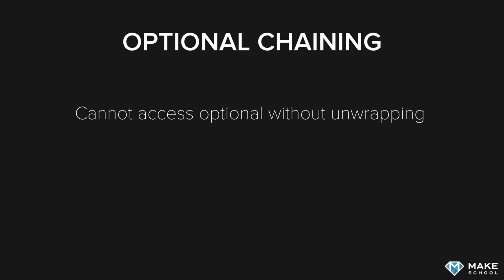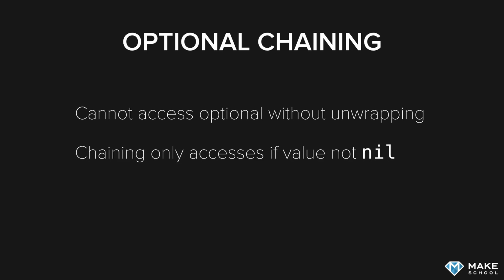There's one more important concept pertaining to optionals that we want to talk about. This concept is called optional chaining. Since we know that we cannot access an optional without unwrapping it, there has to be some sort of clean syntax for doing it all in a single line. Optional chaining allows us to do this. It allows us to access a variable or call a method on an optional if and only if the value of that optional is not nil.